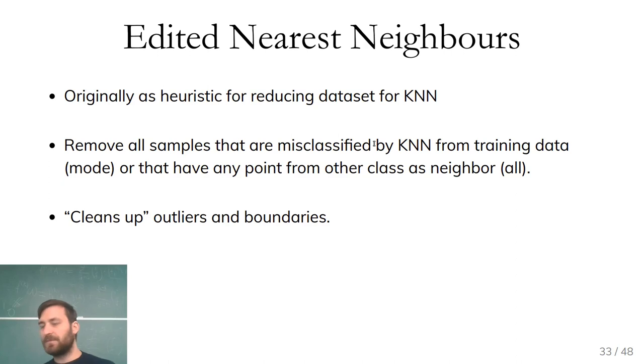So the first one is edited nearest neighbors. The idea here was to reduce the data set size for nearest neighbors. And basically, it removes all samples that are misclassified by k-NN from the training data. It also has an all mode, which removes any point from the majority class that has a neighbor in the minority class. So this basically cleans up outliers and boundaries.